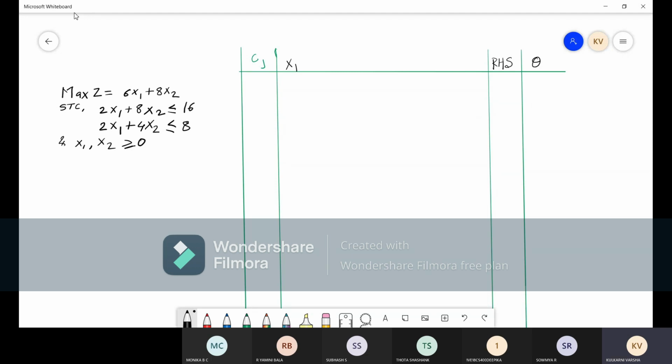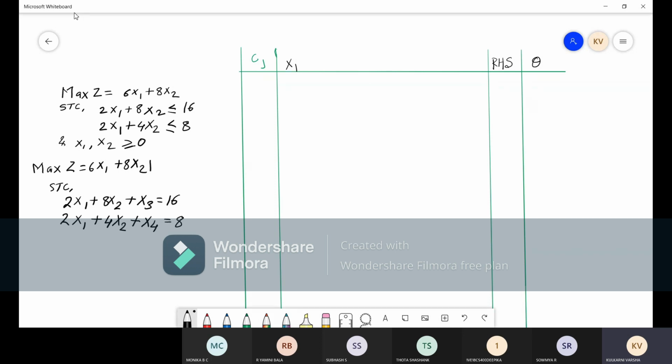Okay, so as usual we'll go for the first step, that is, maximize z equals 6x1 plus 8x2. We'll come back to the objective function later. First, we'll just see our constraints. Subject to the constraints, our first constraint will be 2x1 plus 8x2. We have to add a slack variable, so x3 equal to 16. And next is 2x1 plus 4x2. We have to add another slack variable, so x4 is equal to 8, right?